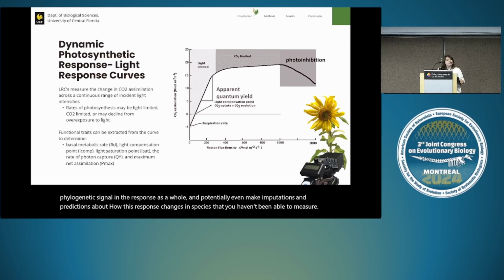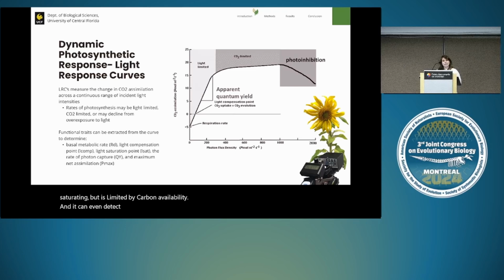For those unfamiliar with photosynthesis and this dynamic response, it's often measured by light response curves, which measure the change in carbon dioxide assimilation over a range of incident light intensities. The linear behavior of this light response curve can describe photosynthetic processes which are limited by light availability, limited when light is saturating but carbon availability is limiting, and it can even detect a decline in assimilation when the leaf is overexposed to light and there is damage to the photosystems inhibiting photosynthesis.